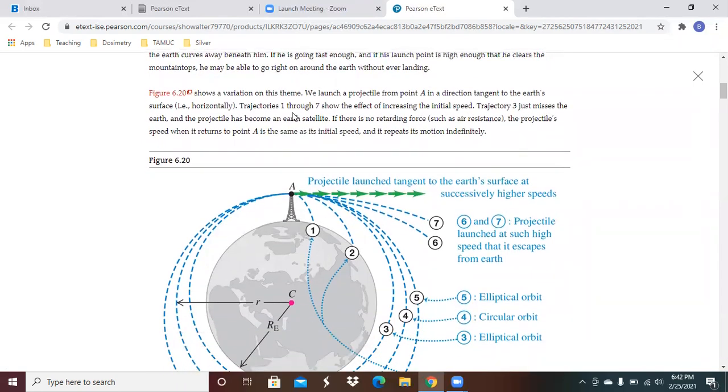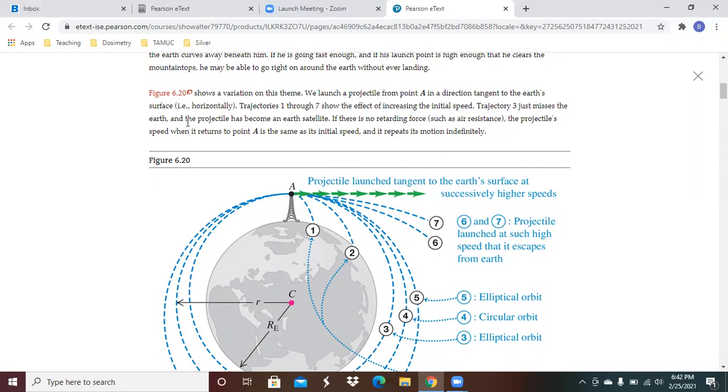So let's take a look at this figure. We're going to launch a projectile, A, in the direction tangent to the Earth's surface. So we're going to launch it horizontally. Trajectories 1 and 7 are going to show the effect of increasing the initial speed.